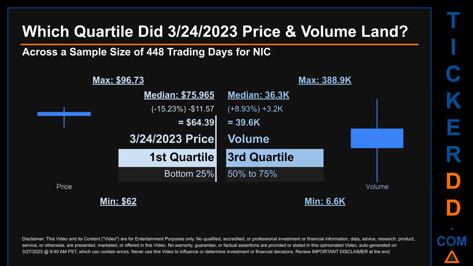Quartiles tell us about the spread of a data set by breaking that data set into quarters, just like how the median breaks the set into half. Descriptively, NIC has a median price of $75.965. Therefore, March 24, 2023 price was lower from that middle marker by 15.23%. The day's volume of 39.6K was more than the median by 8.93%.